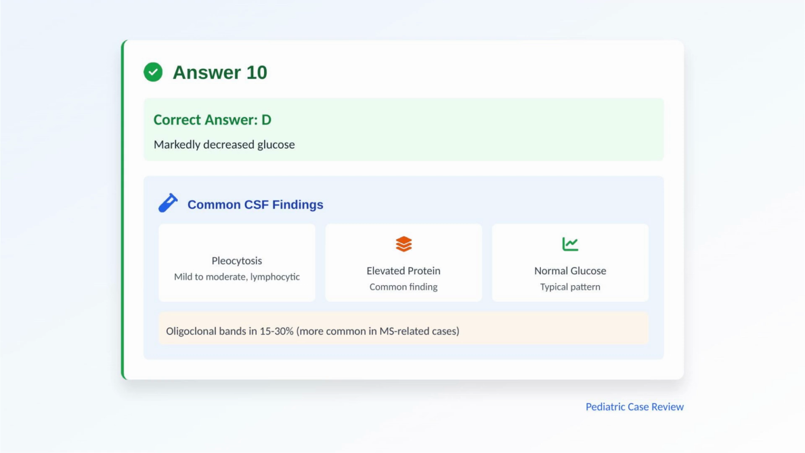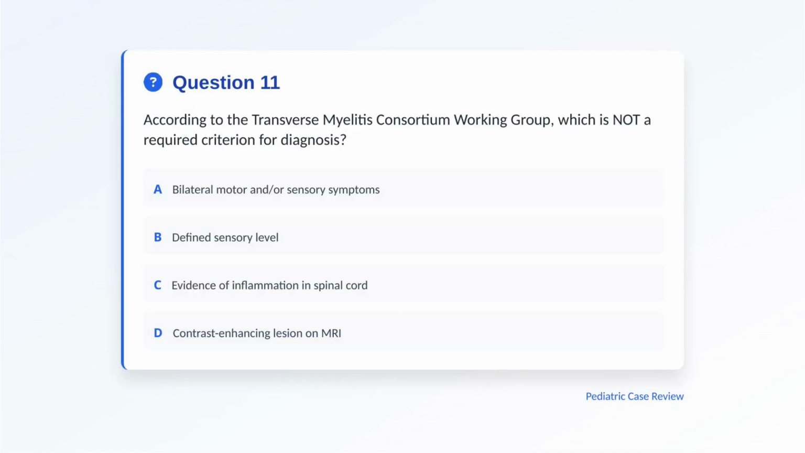Common CSF findings in transverse myelitis include mild to moderate pleocytosis with predominantly lymphocytic cells, elevated protein levels, and normal glucose. Oligoclonal bands may be present in 15 to 30% of cases, particularly those associated with multiple sclerosis, but are not required for diagnosis. CSF analysis helps rule out infectious causes and supports an inflammatory etiology. Question 11 focuses on diagnostic criteria.